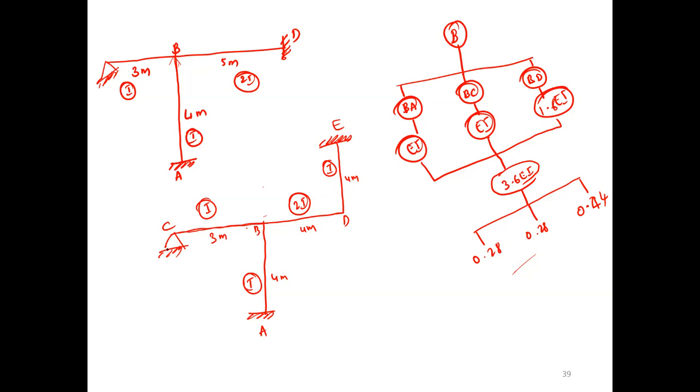Yes, here for CB 3i by L, for remaining all 4i by L. Then tell me what is BC, what is BA, what is BD, and what is DB and what is DE.